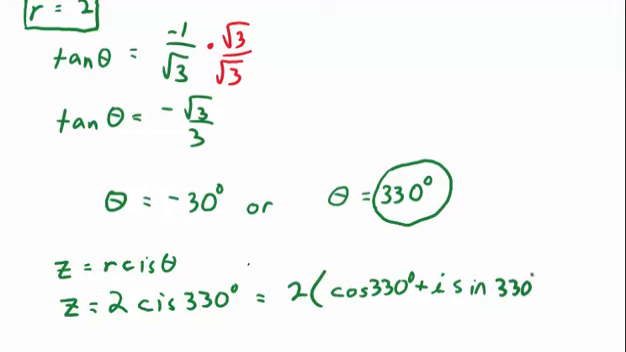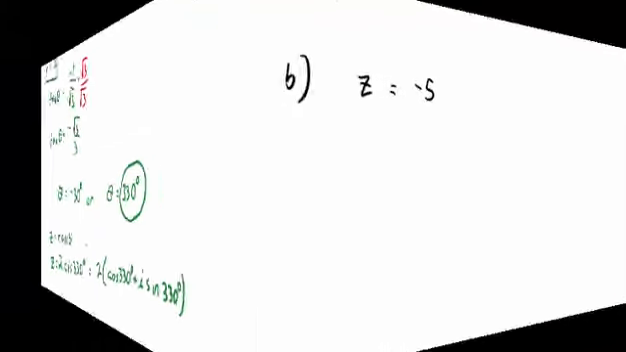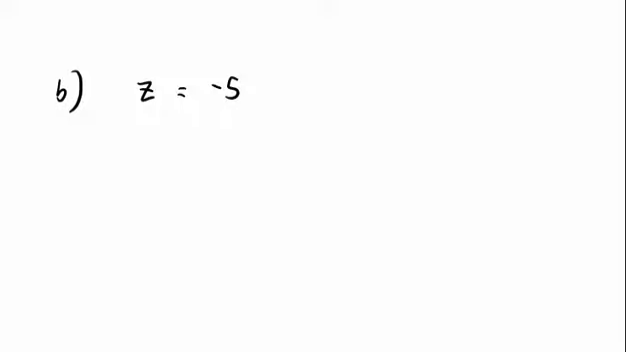You need to know how to write it both ways, because there's times when you're going to have to convert back to standard form, a plus bi form, and you're going to need to actually remember, oh yeah, I plug in 330 into the cosine here and into the sine here. Right. z equals negative 5. Remember, the directions are to convert to trig form.